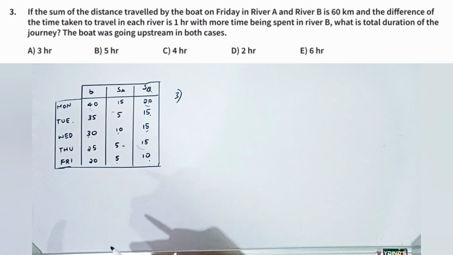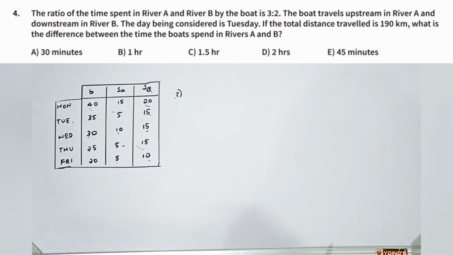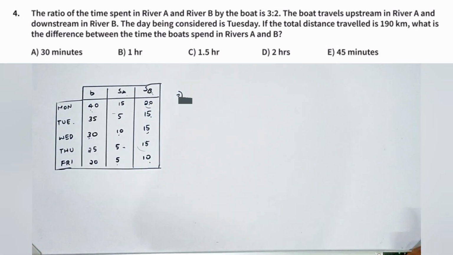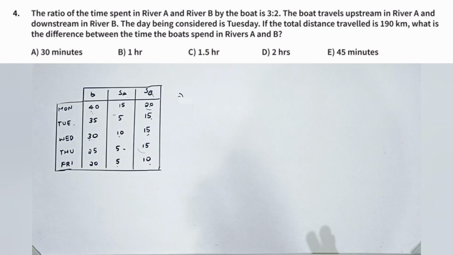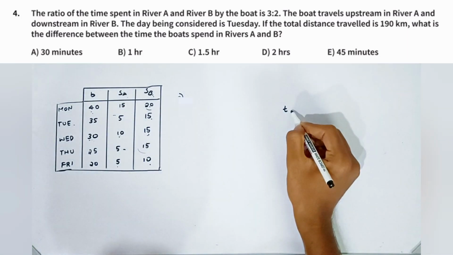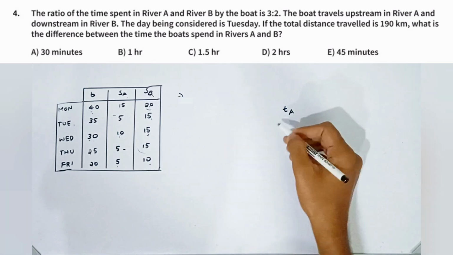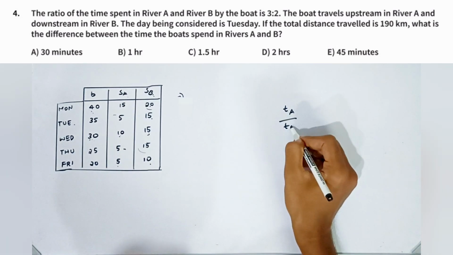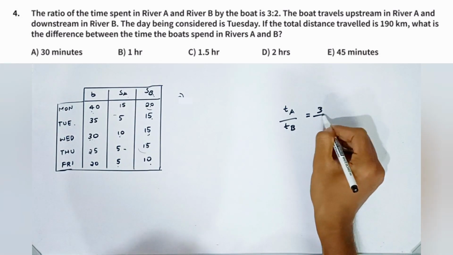And let's solve another question. This is the last question, and here in the question it is given that the ratio of the time spent in river A and river B by a boat is 2:3. I'm writing it here. Here it is the time, and for river A I'm considering it as TA, so TA by TB is nothing but 3/2.